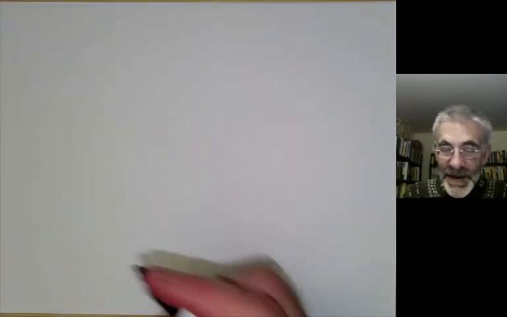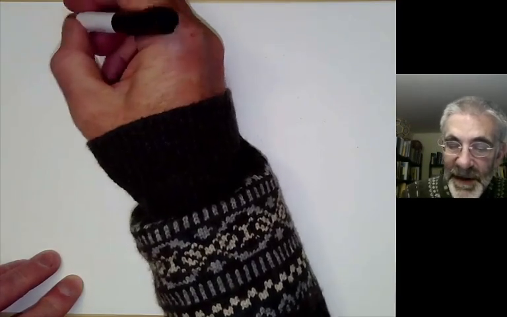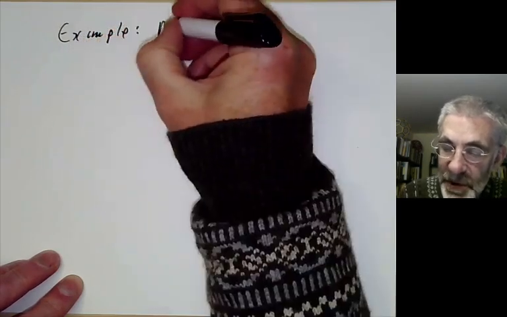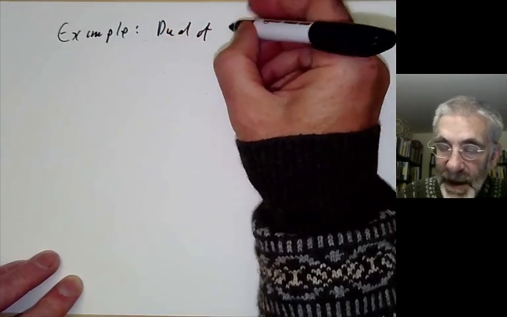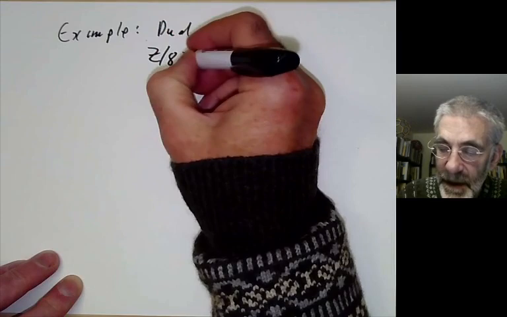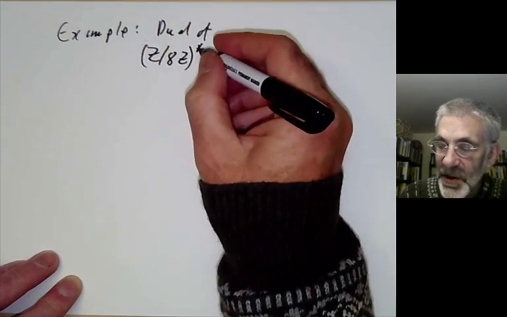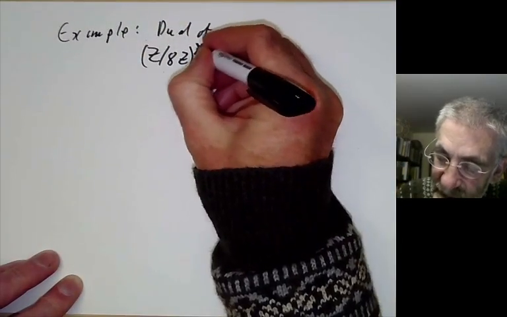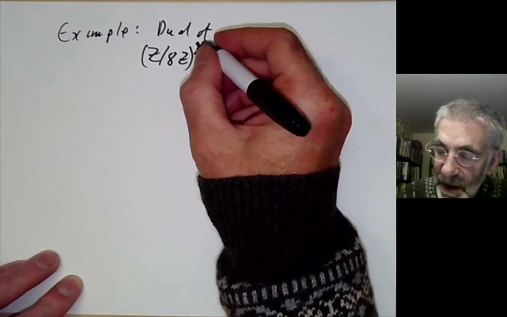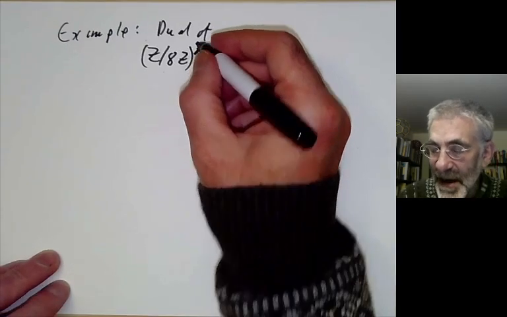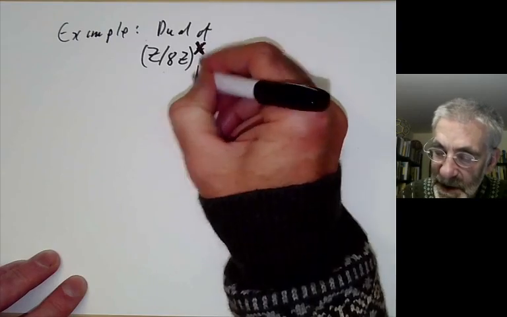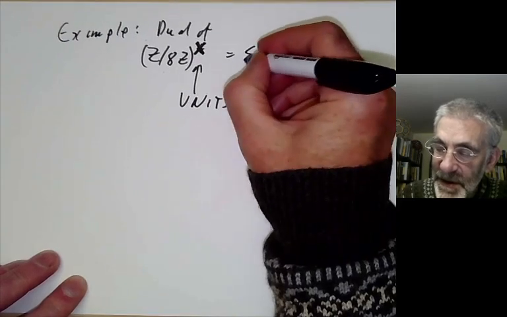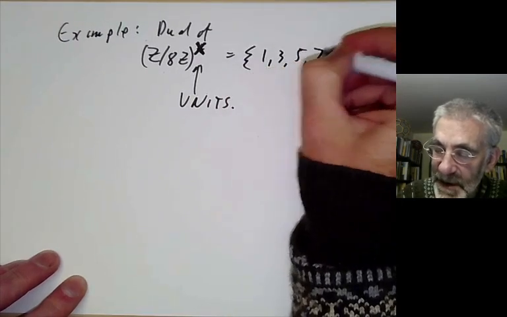As an example, let's work out the duals of some finite abelian groups explicitly. So here we have an example. Let's take the dual of the finite group (Z over 8Z) times. Unfortunately, I'm overusing the star. Let me put a times sign here. You sometimes use star for the units, and unfortunately I'm also using it for the duals. So I'm going to say this means take the units of this ring here. So this consists of the elements 1, 3, 5 and 7.